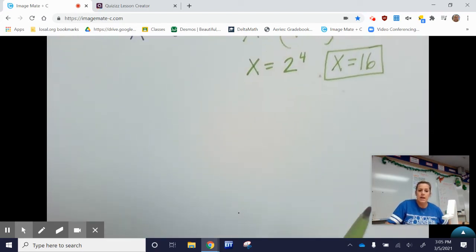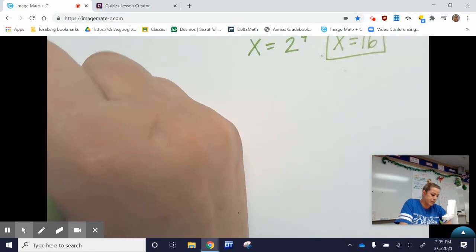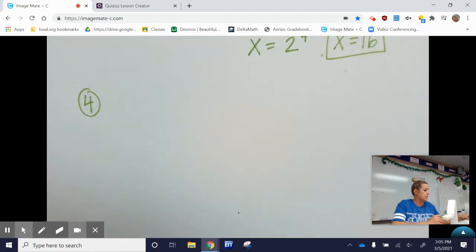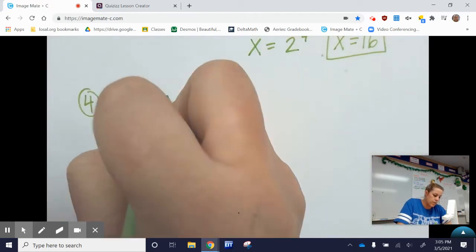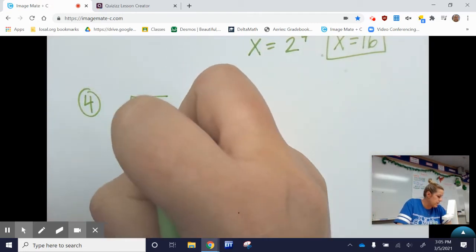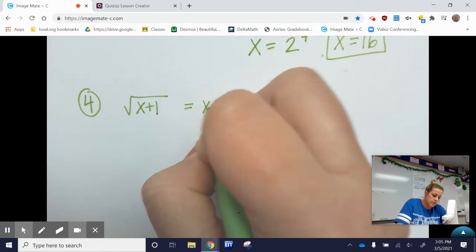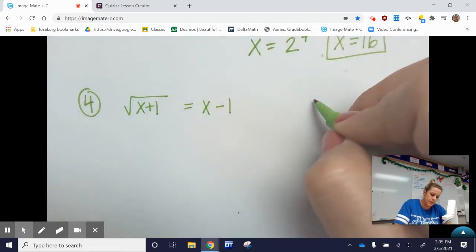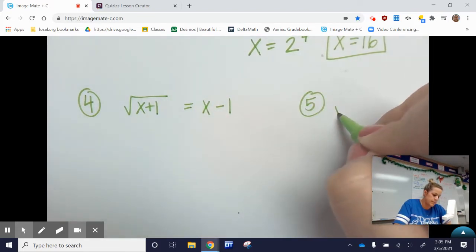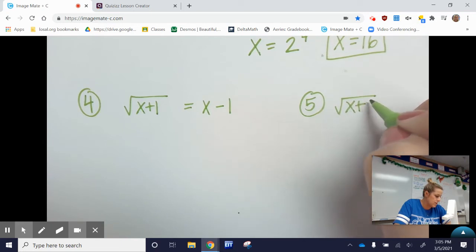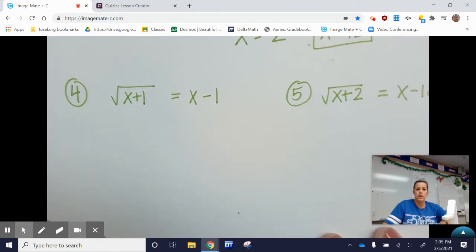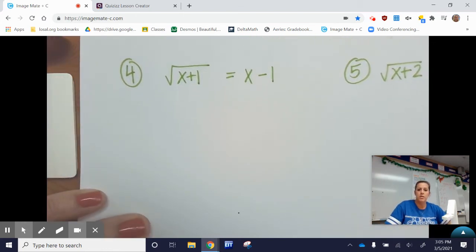All right, and then the next thing we're going to look at is problems like this. We have the square root of x plus 1 equals x minus 1. So we're going to do 2 problems like this. All right, let me move it over. So we'll worry about 5 in a second. Let's focus on number 4.